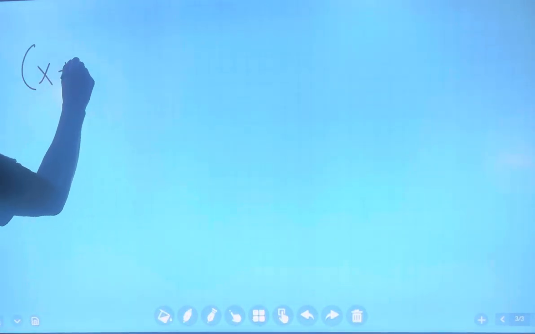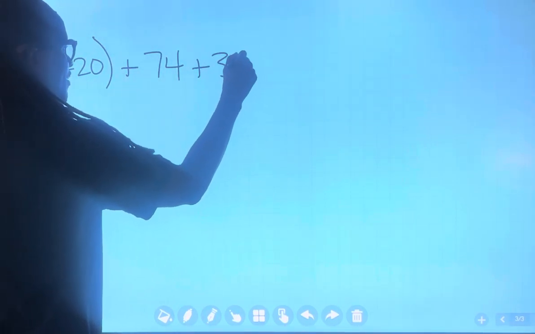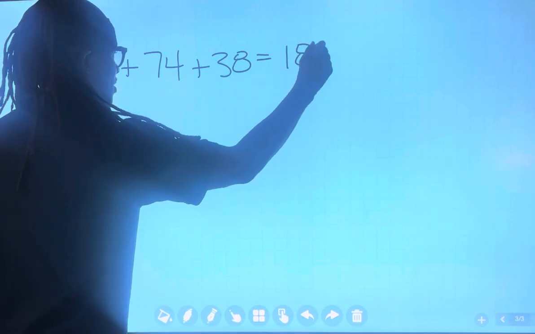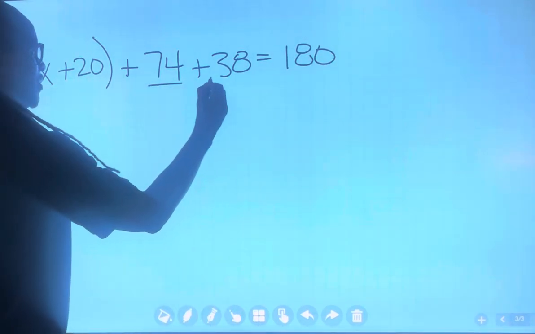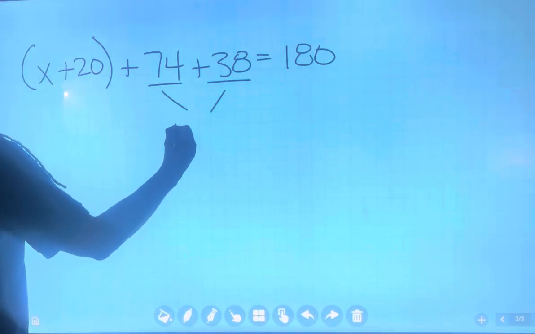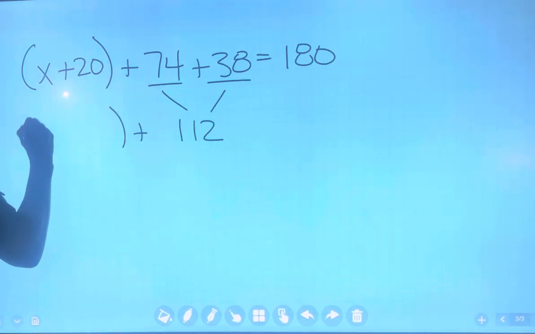All right, what was the other two numbers? X plus 20 and what? 74 and 38. And it's all got to be equaling up to 180. My like terms I combine, 74 and 38. That should make 112. Bring down the x plus 20.